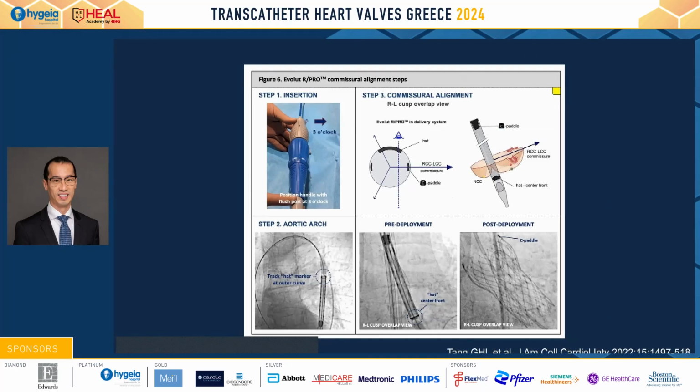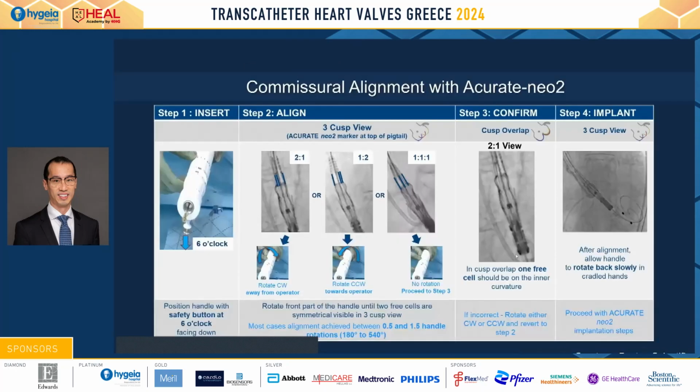So for the Evolut platform, we now know that you can insert the flush port at 3 o'clock and then get the hat marker facing you directly in the center front. And when you release the valve, as long as one of the C-tabs faces the right side of the screen as you see here, then you should have good commissure alignment.